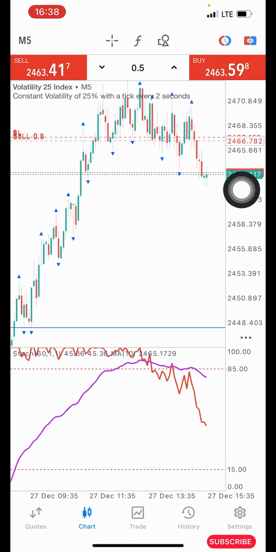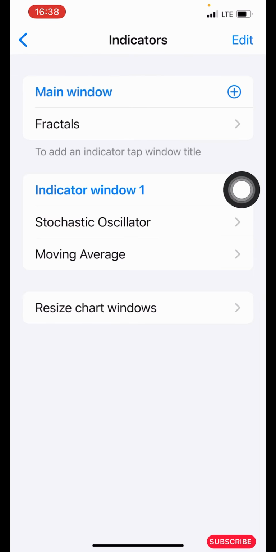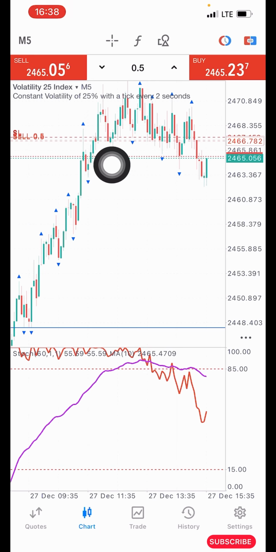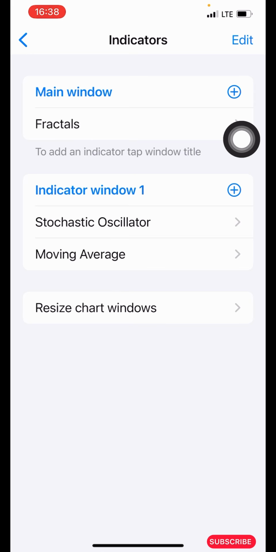So for you to set this strategy up, you are going to first of all click on this F icon here. After clicking on that, you search for your fractals. Alright, the fractal doesn't have much function, but I'll be explaining what it is in the chart, right? So you click on the main window plus icon, you search for your fractals. You can use the default setting for that. All right, after that you click on done. Then you are going to have this small dot here on your main chart, right?